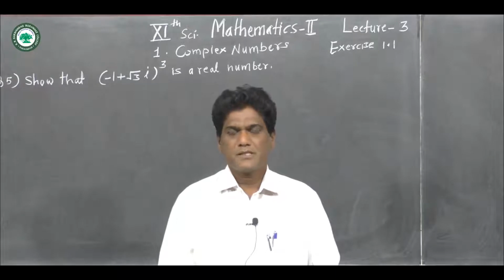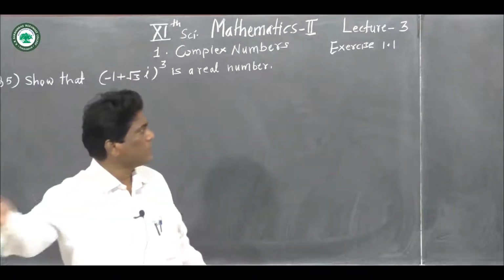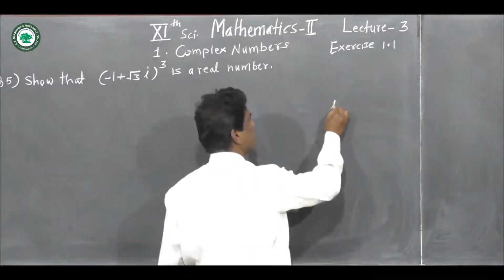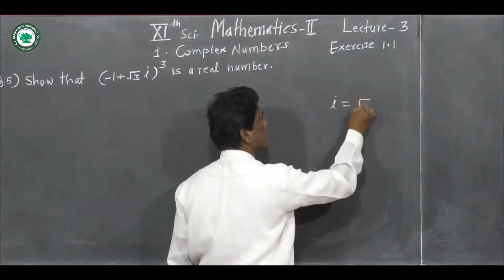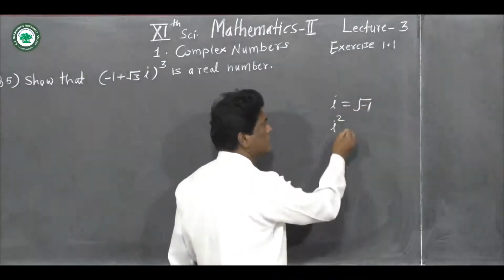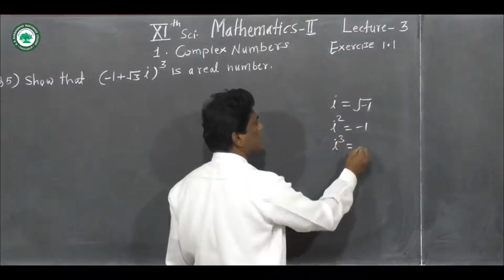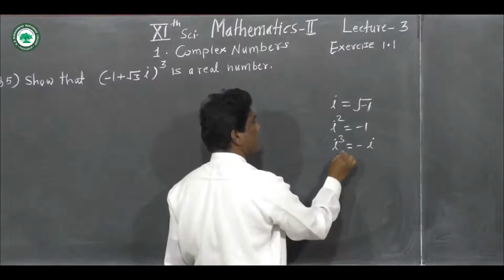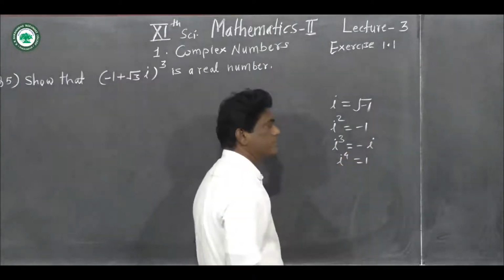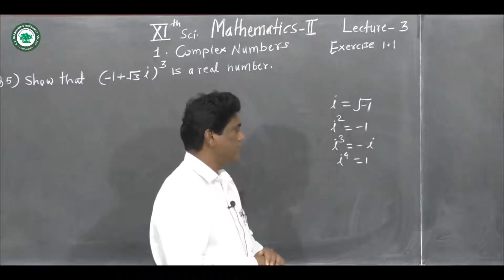We know the basic concept as powers of i. It is very important. i is equal to under root of minus 1. Then its second power, that is i square, is equal to minus 1. i to the power 3 is equal to minus i, and i to the power 4 is equal to plus 1. So we have to remember the powers of i.